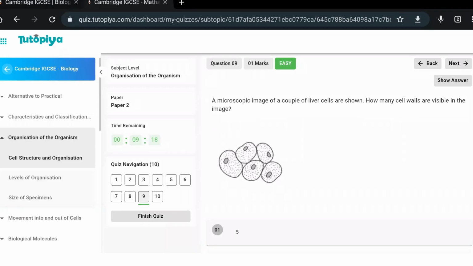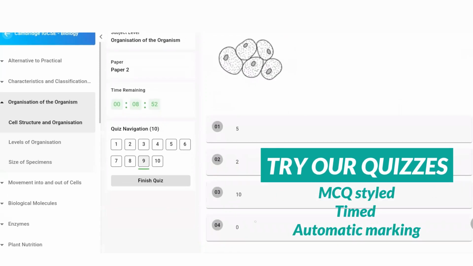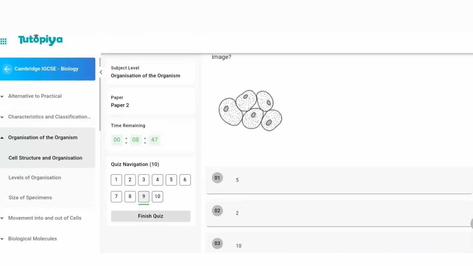All right, so here's our first question, and this is actually a very easy question. A microscopic image of a couple of liver cells is shown. How many cell walls are visible in the image? So we know that liver cells are animal cells, and we know that animal cells do not have cell walls. So you can understand that the answer for this question is supposed to be zero cell walls, because animal cells do not have cell walls.